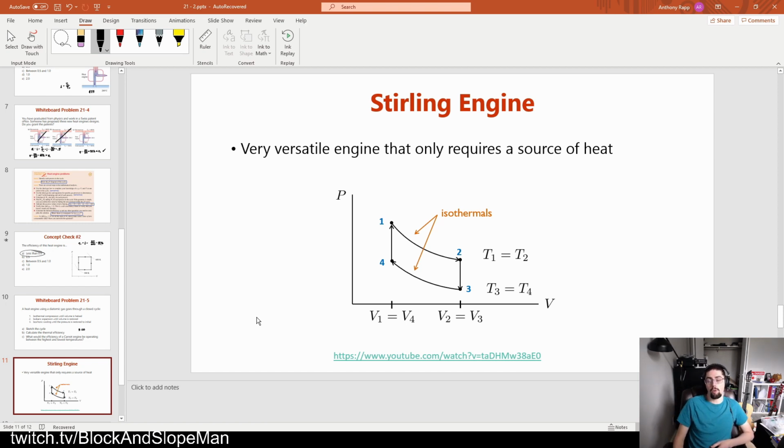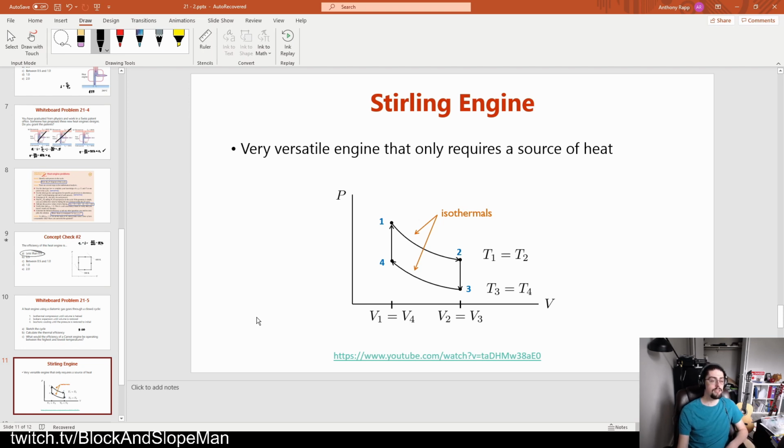They don't have any internal combustion or anything else like that. They're very versatile because they only operate between a temperature difference. If you put some sort of temperature gradient around a Stirling engine, it runs. And it's much more useful for things that need to be done constantly, where work needs to be constantly applied, like a pump or something like that.